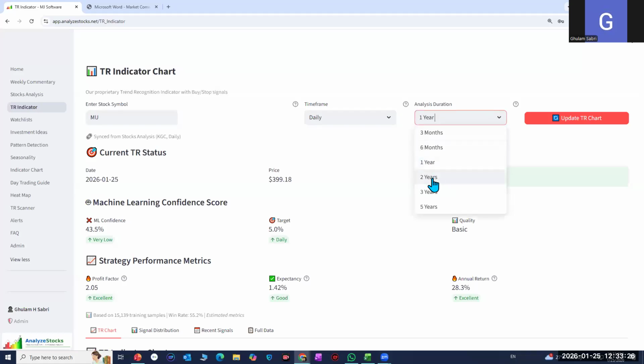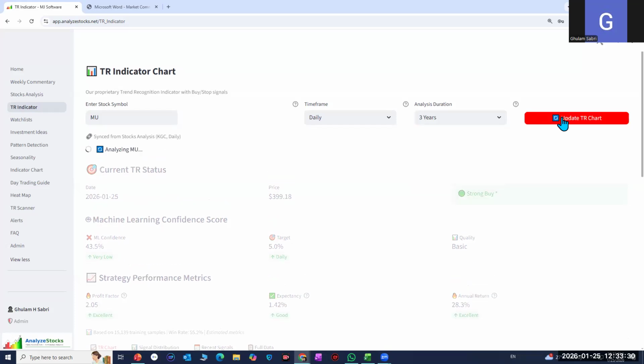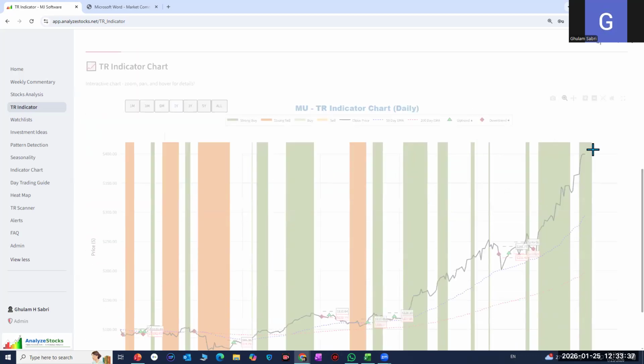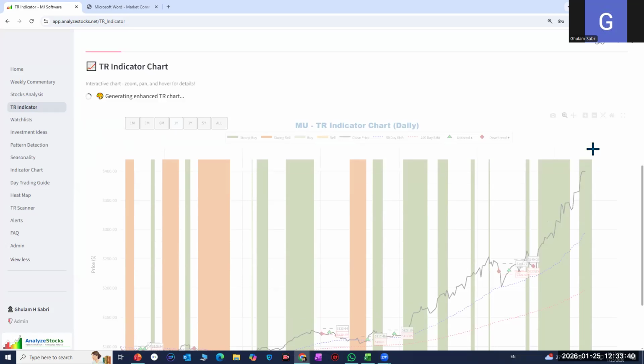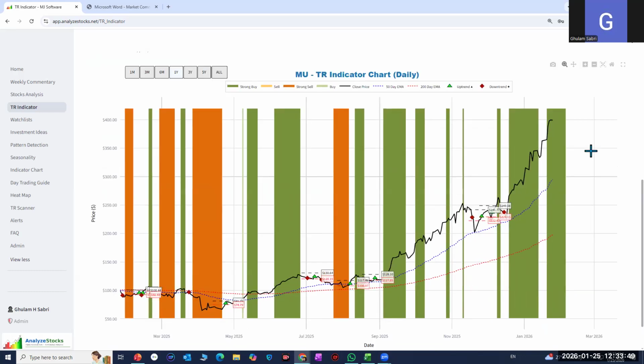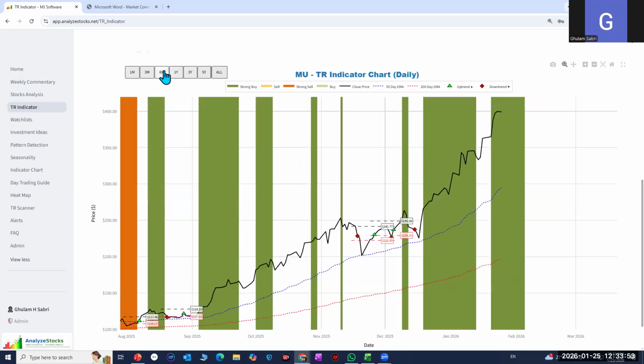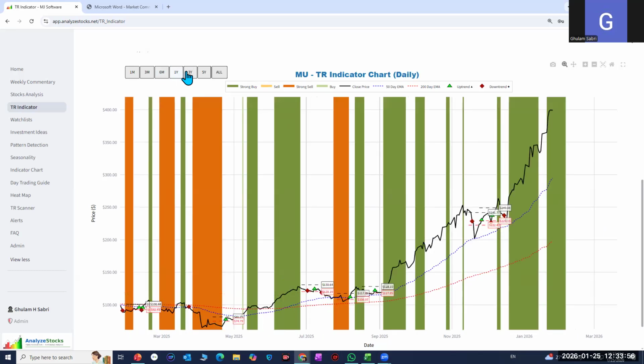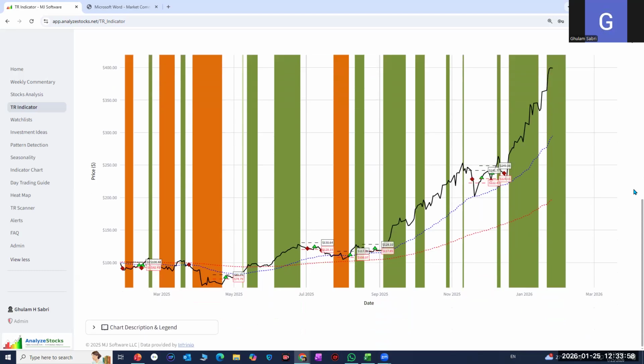And we analyze MU for, let's say, 3 years. Update this chart, the TR indicator, and we go to the chart below. Now it's updating the chart for 3 years. Give it a second because it involves a lot of calculations of buy points and selling points. That's why it takes a while. So now we can go to 3 years, maybe 1 year. Choose a time frame which is easy to reflect. Take a look at MU here.